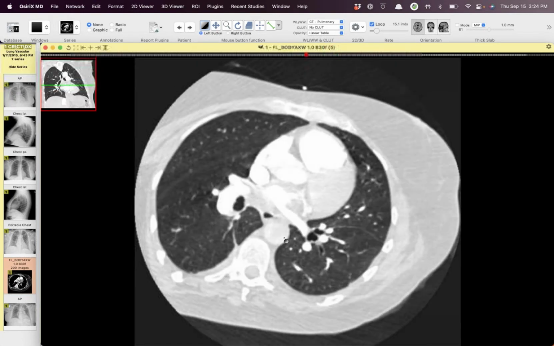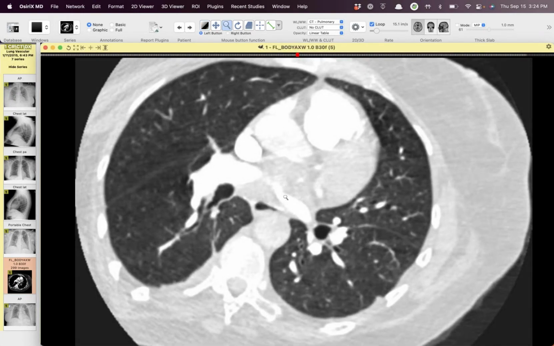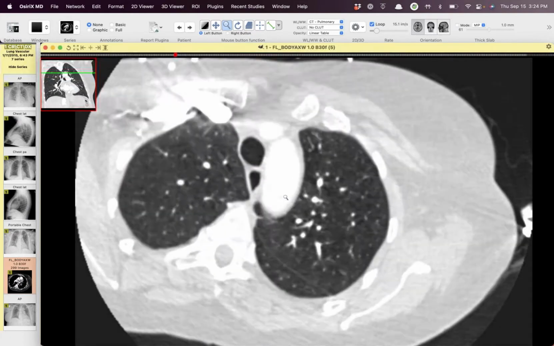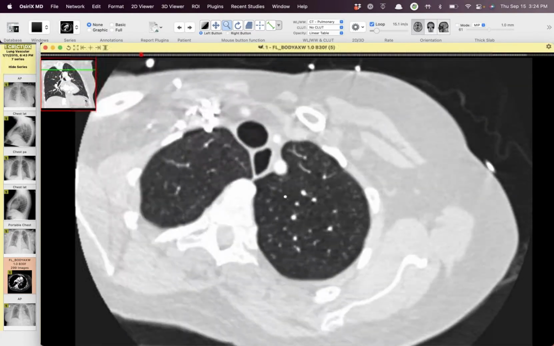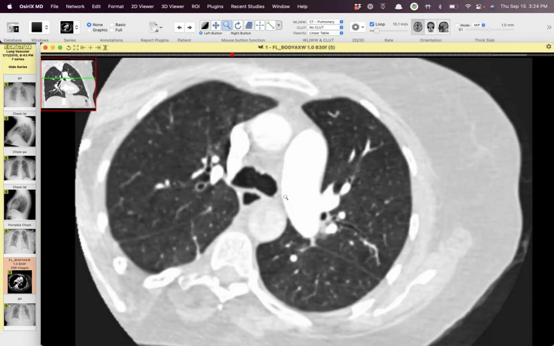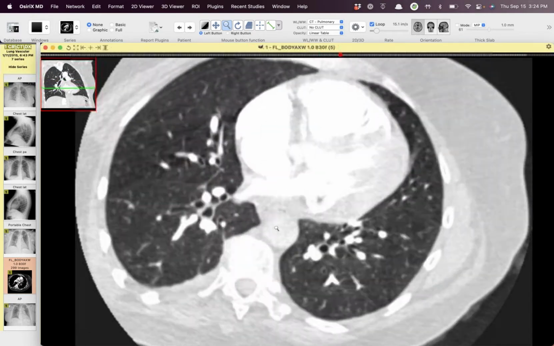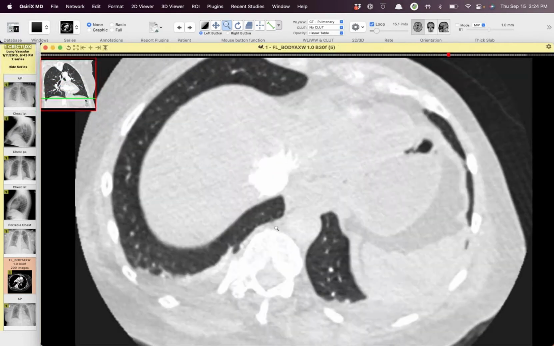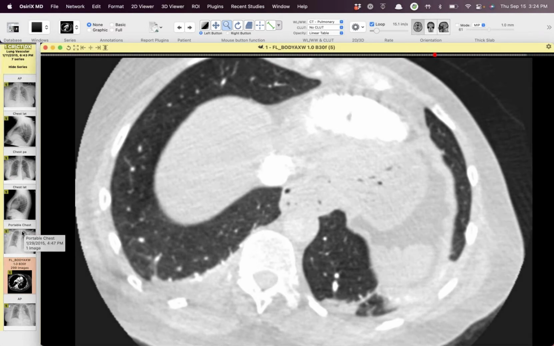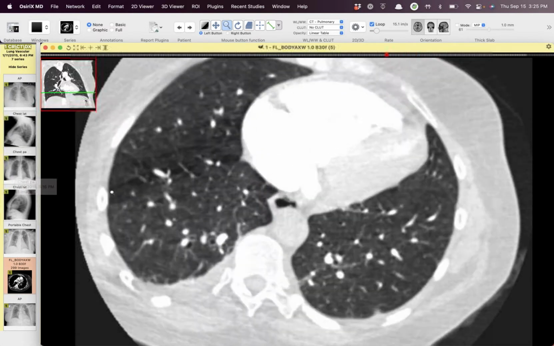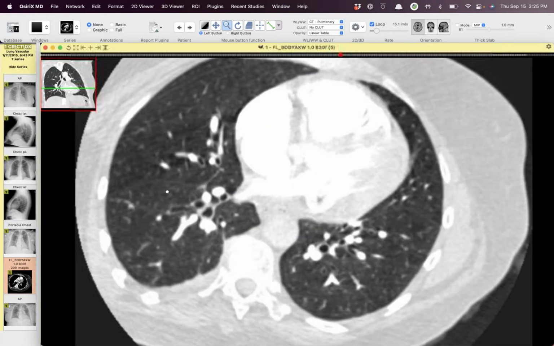No PE, no macroscopic PE, and I will show you the lungs because you may suspect where this is going, but there's absolutely nothing that I see in her lung parenchyma. She ended up passing away shortly after this exam. And David, what did the autopsy show that we can't see on CT here?